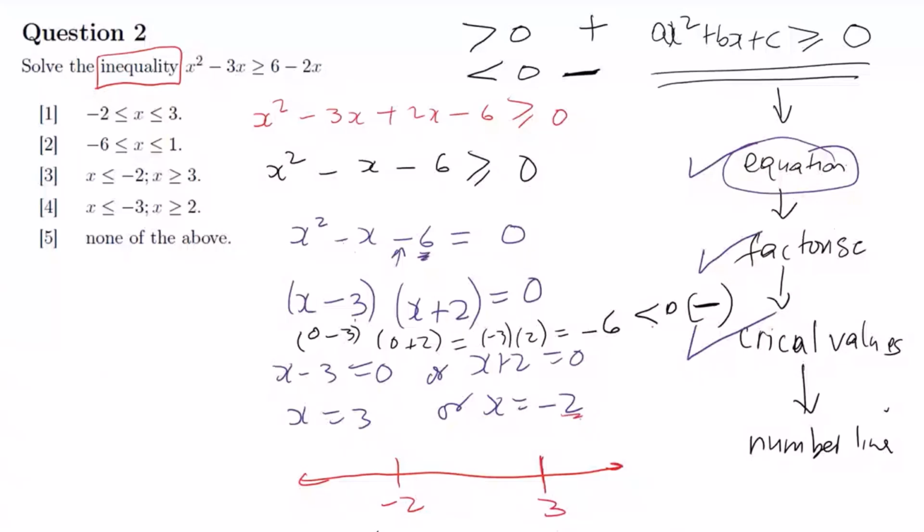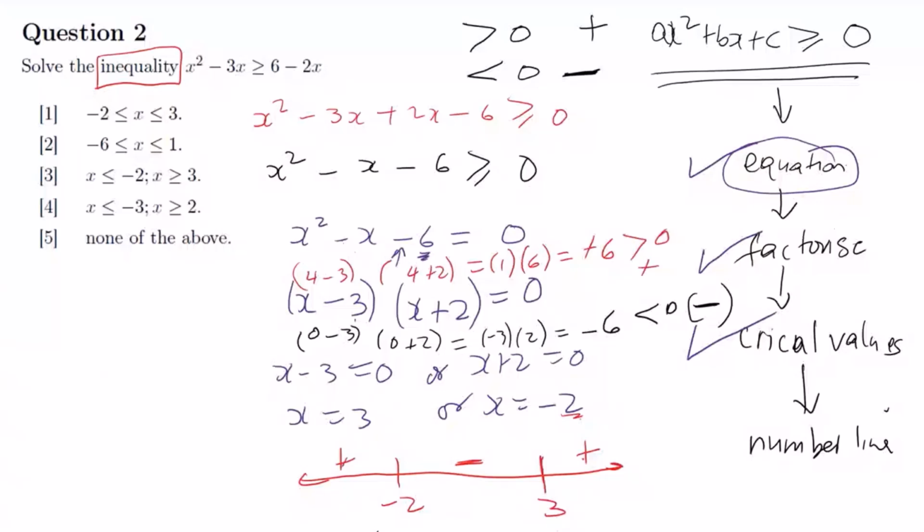Any value here is negative, and any value here is positive. Let's check that. Any value greater than 3, let's say testing on 4. 4 minus 3 and 4 plus 2: 4 minus 3 is 1, 4 plus 2 is 6. It's going to give you a positive number, positive 6, which is greater than 0, which is positive.